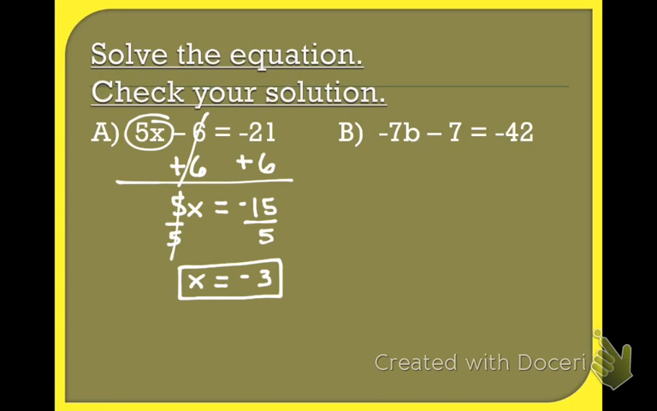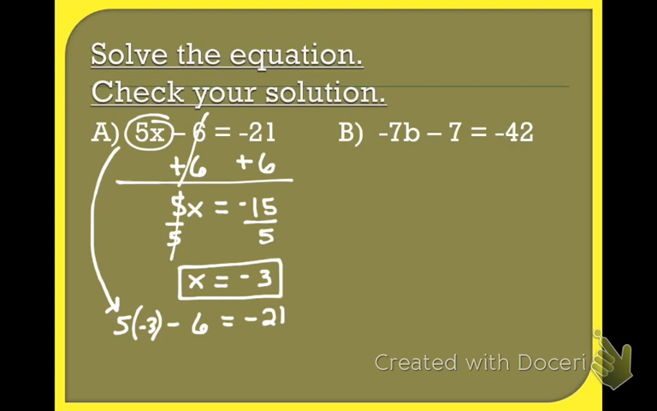You check the solution the same exact way. You're going to retake this original thing that you have here and rewrite it down there. Now, instead of putting 5x minus 6 equals negative 21, what am I going to put in place of the x? Not just a 3. Negative 3. And what sign is going in between the 5 and the 3? Parentheses, because that means what? Multiply. I have to multiply times negative 3.